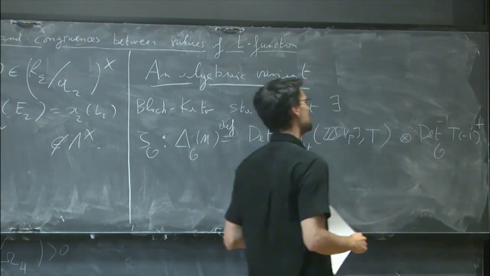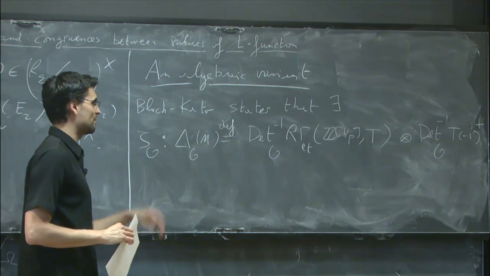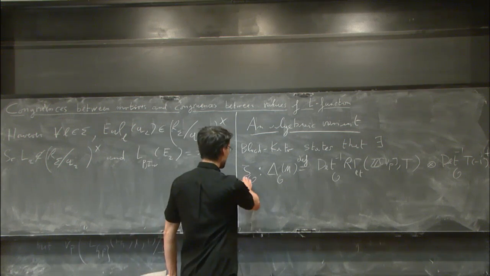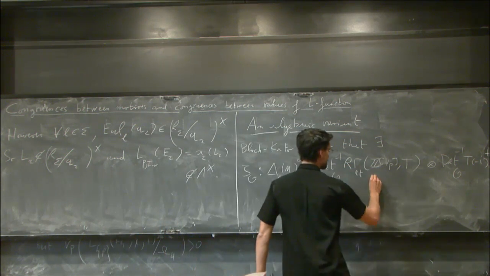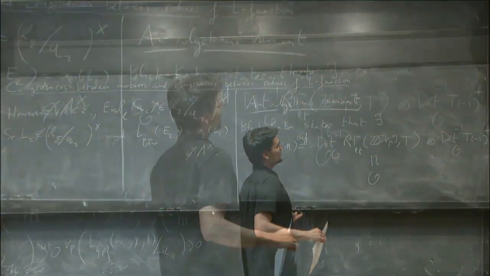Tensor with the determinant of T and the invariant part under conjugation, but first twisted by -1. So that's an isomorphism from this object to O. And I should tell you what T is.